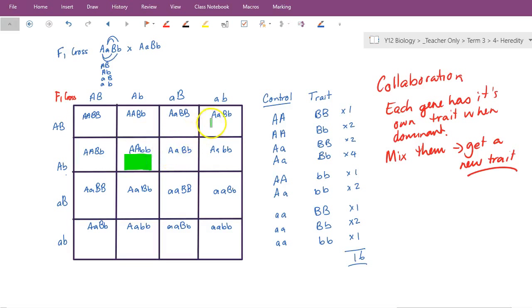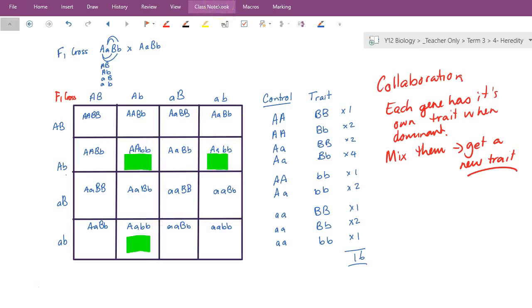So here, and here, here. And I think that's all of them. Now, that is where the P gene will actually show through, but there's no B ones to mix with it because the recessive version doesn't work.